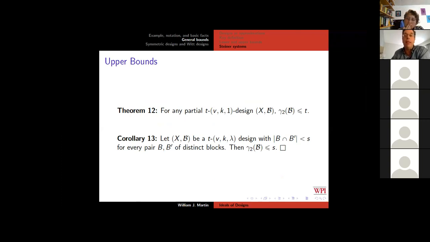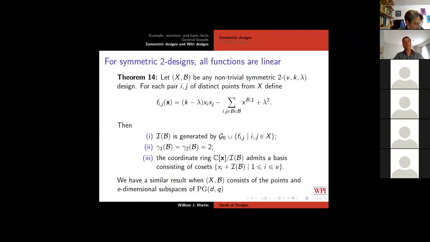I hope that is clear. So now there are upper bounds. And now what I want to do is just go to some of the more important examples.